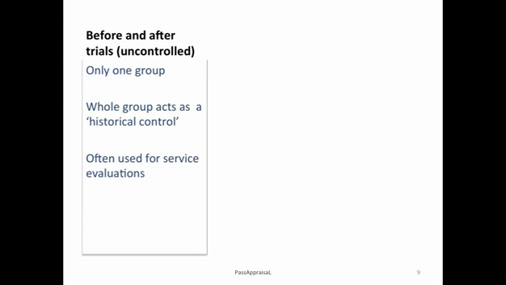Let us now see the design for an uncontrolled trial. These are also called before and after trials, and there is only one group that is being studied. Data from this group is collected twice, so the group acts as its own historical control. This design is useful to evaluate the impact of services.